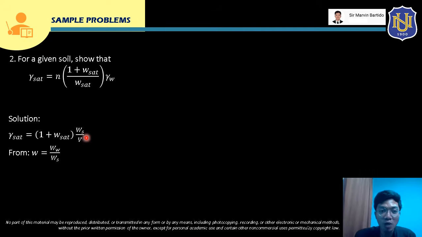So from here class, try natin na palitan ito. Itong weight ng soil solid, palitan natin in terms of water content at saka ito, weight ng water rather. So pwede nating i-cross multiply ito, i-interchange itong W at W sub S. So yung mangyari dito, W sub S equal to W sub W over water content. And yung water content natin dito class ay saturated, since saturated yung lupa natin. So therefore, itong W sub S na ito, yan ay magiging weight ng water over water content saturated.